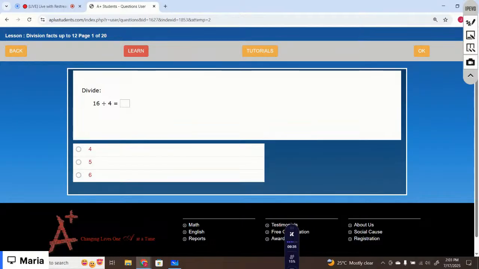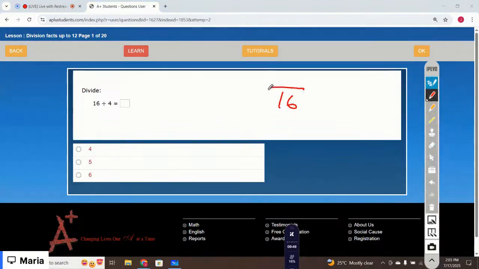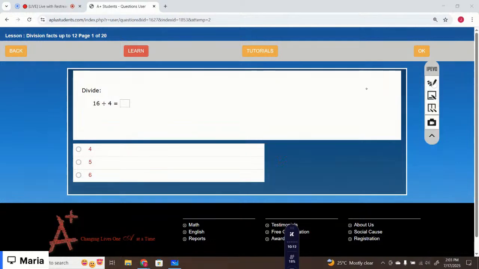Divide 16 divided by 4. So you need to count the table of 4 until 16, right? 4 times 4 is 16. So that means 16 divided by 4 is 4. Option number 1 is the correct option. That would be 4.